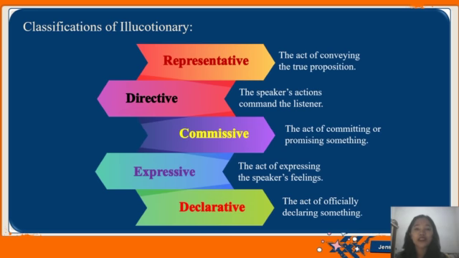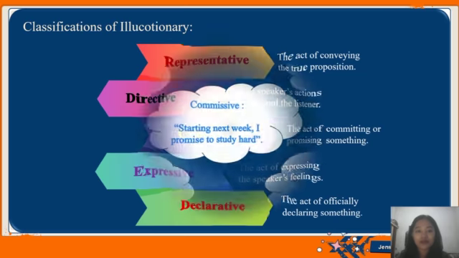This is the classification of illocutionary acts. The first one is representative. Representative is the act of conveying a true proposition. Second is directive. Directive is the speaker's action to command the listener. Commissive. Commissive is the act of committing or promising something. Expressive. Expressive is the act of expressing the speaker's feeling. And the last is declarative. Declarative is the act of officially declaring something.